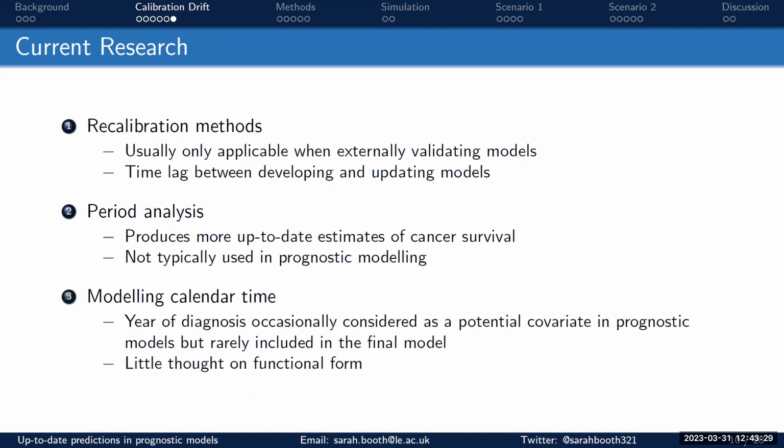And finally, modelling calendar time. A few of the papers that I looked at did consider including year of diagnosis as a potential covariate in prognostic models. But I found that this was rarely actually included in the final model. And there also didn't seem to be much thought around the functional form. So it was either included as a categorical variable or just as a simple linear term. And I think you need to be quite careful about the assumptions that you make if you're going to try and model this directly.